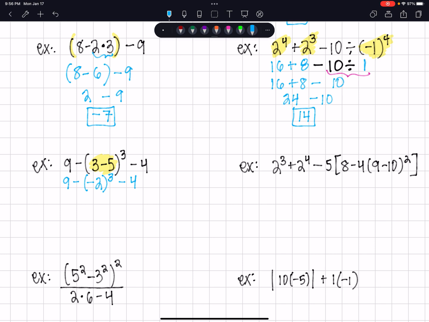Now we can perform our exponents. 9 minus this negative 2 cubed is going to be negative 8. Negative 2 times negative 2 times negative 2 is negative 8, minus 4. 9 minus a negative 8 is 9 plus 8, so that's 17. And 17 minus 4 is 13.